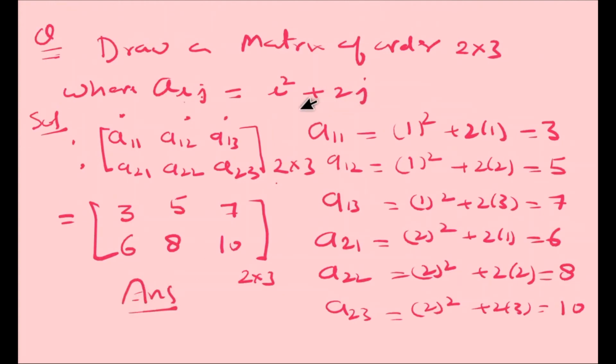If we change this, you can solve this type of question. Okay, i square plus 2j, it may be changed to i cube plus j cube. Then you have to solve this way, and whatever answer you get, put here. Order may be changed. If the order is changed, the members will be changed. According to rows and columns you can solve this type of question. Okay students, now I will tell you the types of matrix.